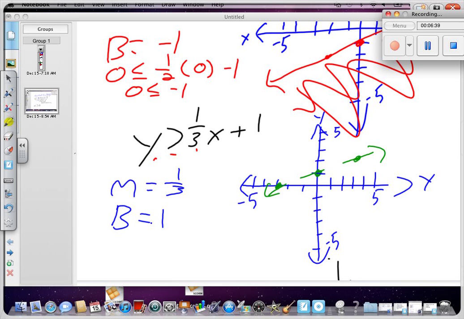And then shading. I plug in 0. 0 is less than 1/3 times 0 plus 1. 0 is less than 1, is that true? 0 is bigger than 1? No? So I shade the opposite side.